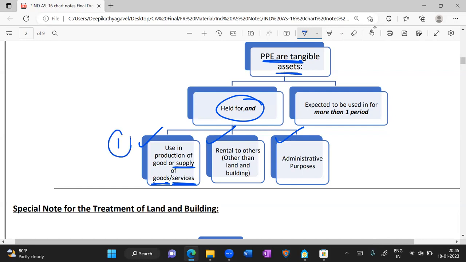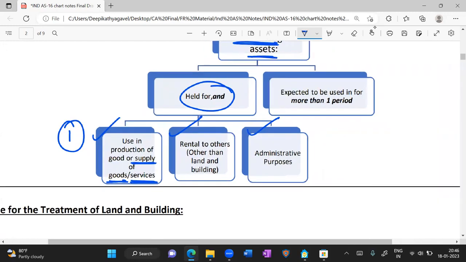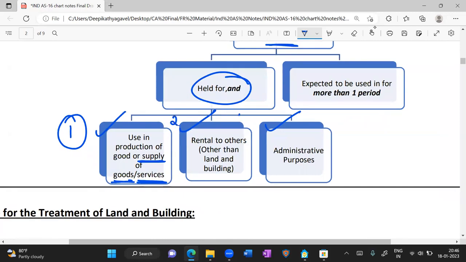So the first condition is that the tangible asset should either be used in production of goods, in supply of goods, or in supply of services. The second condition is that it should be used for rental to others. What do you mean by rental to others? Whatever tangible asset you have should be given as rental to another party. But a very important thing to remember here is that this excludes land and building. Land and building has a very separate treatment, which I'll be discussing just after this. So remember, it should be used in production of goods, supply of services, or as rental to others, or for administrative purposes. What do you mean by administrative purpose?